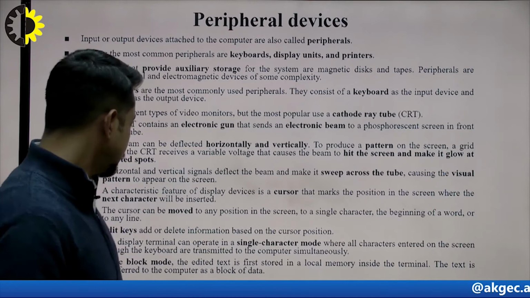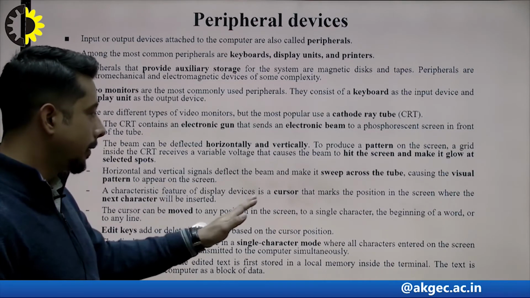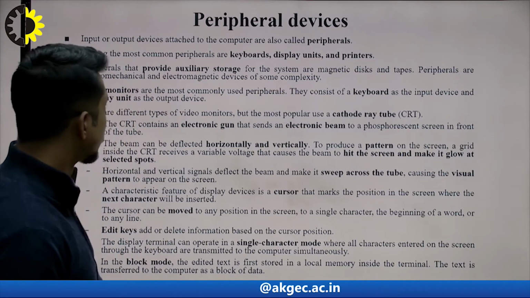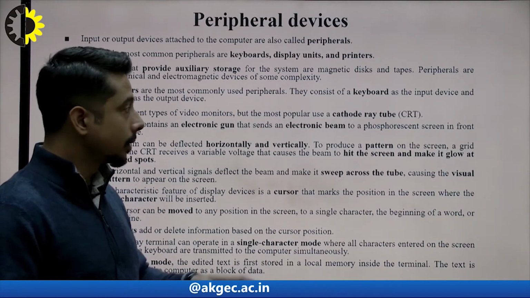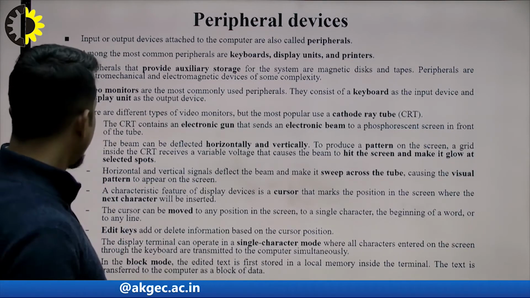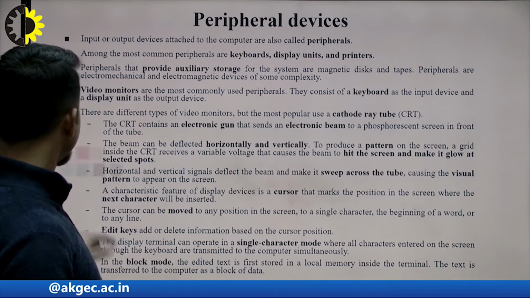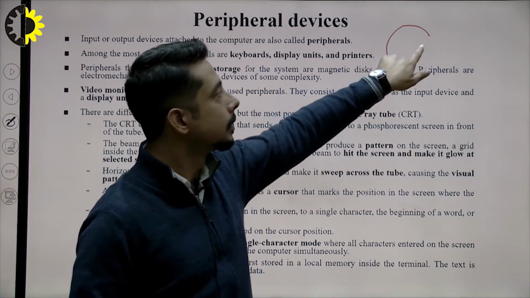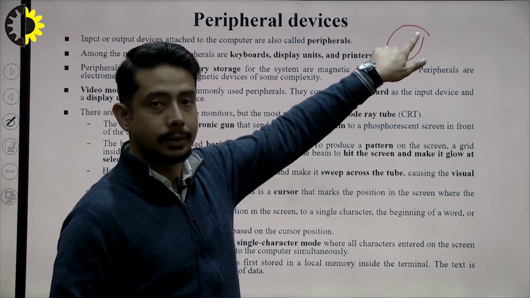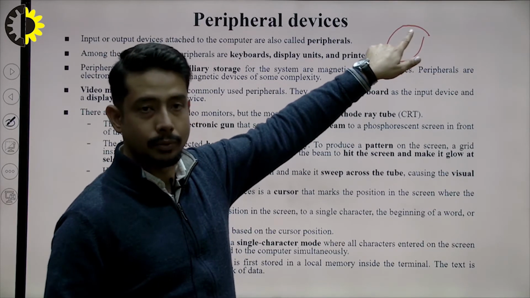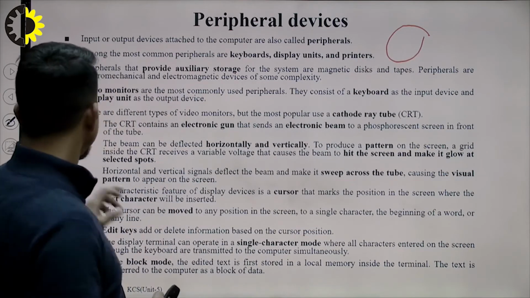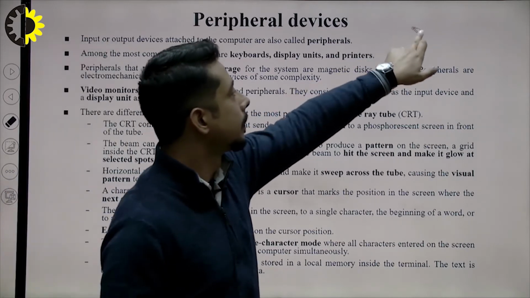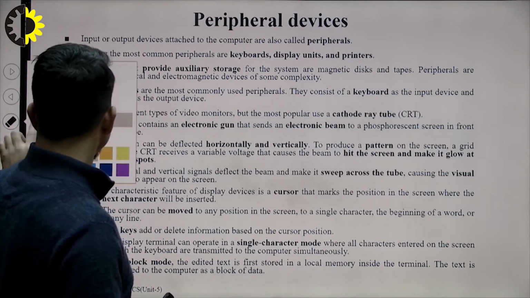Next comes a characteristic feature of display devices, the cursor. If you talk about this monitor, to operate it I need a cursor over here. Suppose this is my pen. In order to work it out like this, I need a particular pointing device, which is nothing but a mouse. Then this cursor is also one kind of peripheral device. So now let us go with the next part.